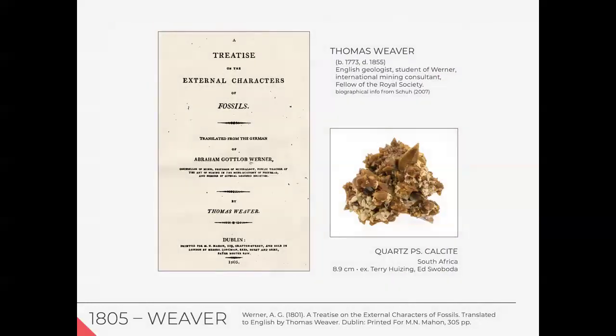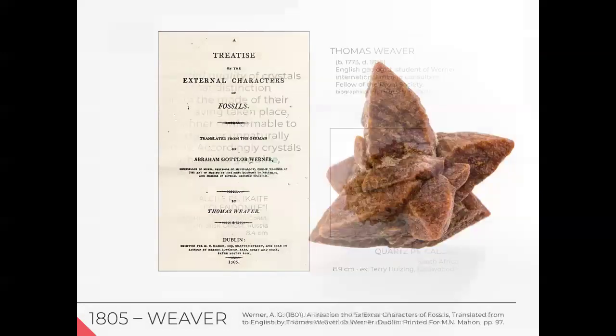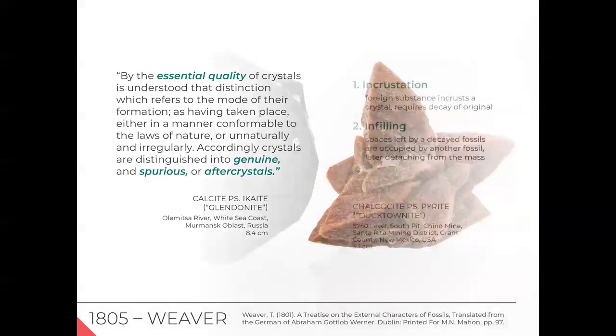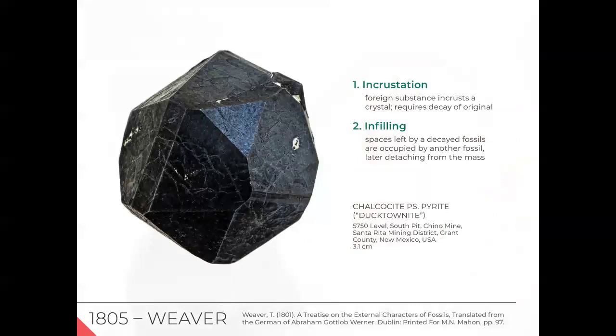Now, as we saw earlier, Weaver publishes his translation of Werner in 1805. He distinguishes genuine crystals from spurious or after crystals. He does not accuse them of being thieves, but implies that they're freaks of nature instead. He also classifies spurious crystals by method of formation, incrustation, and infilling. He requires incrustations to be hollow and for infillings to be separated from their enclosing mass.